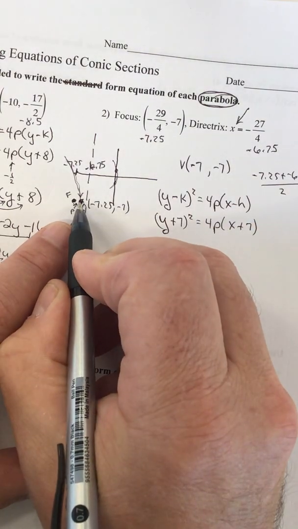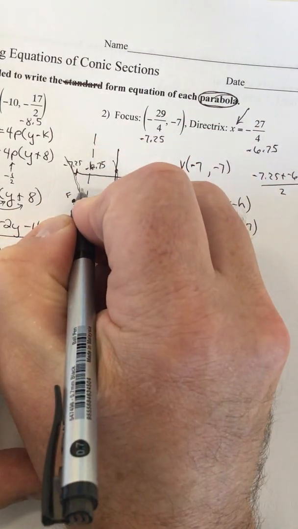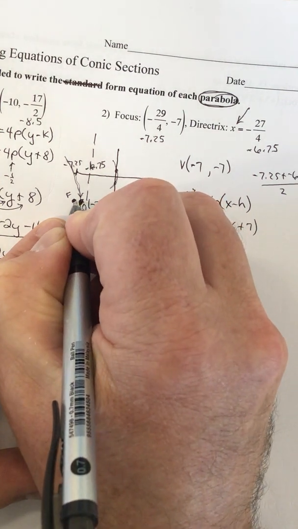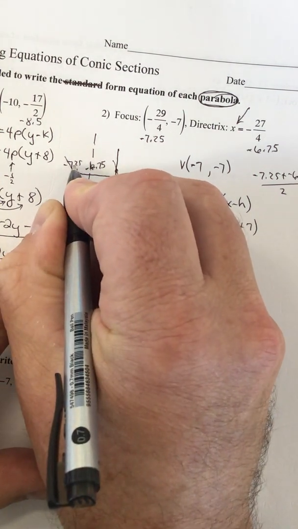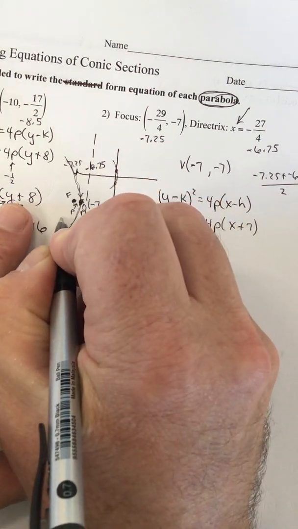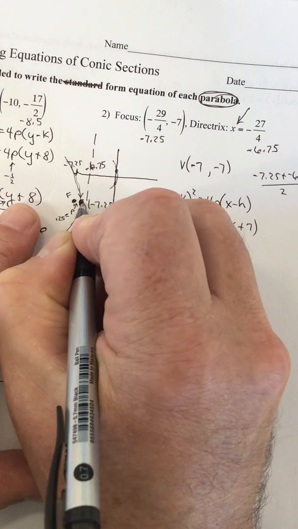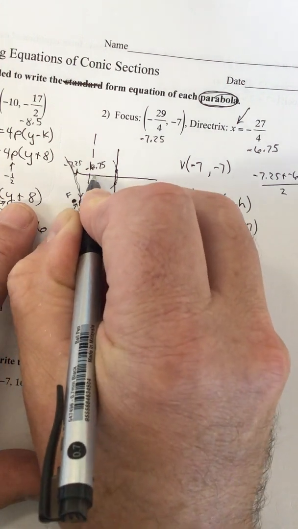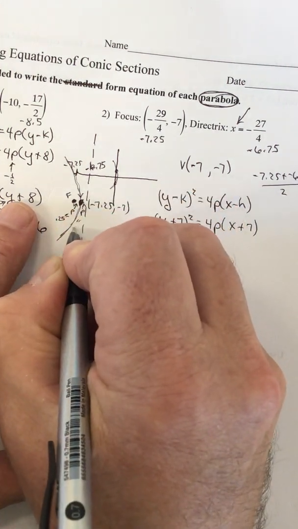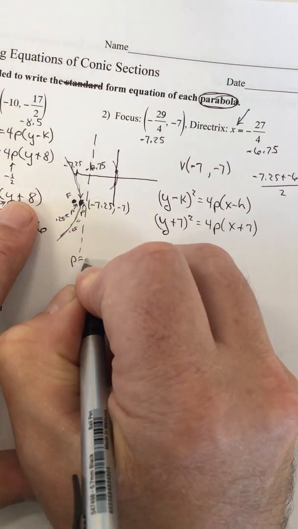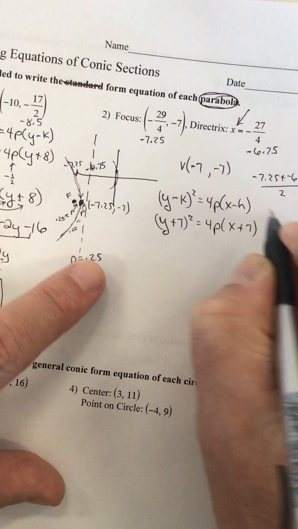And now that little p distance, so the vertex is right in between there, at negative 7. Okay, well if I go this way, so we go to negative 7.25, I can see that p is equal to 0.25. Or if I go the other way, negative 7 to 6.75, it's 0.25 that way also. So the P number is 0.25.